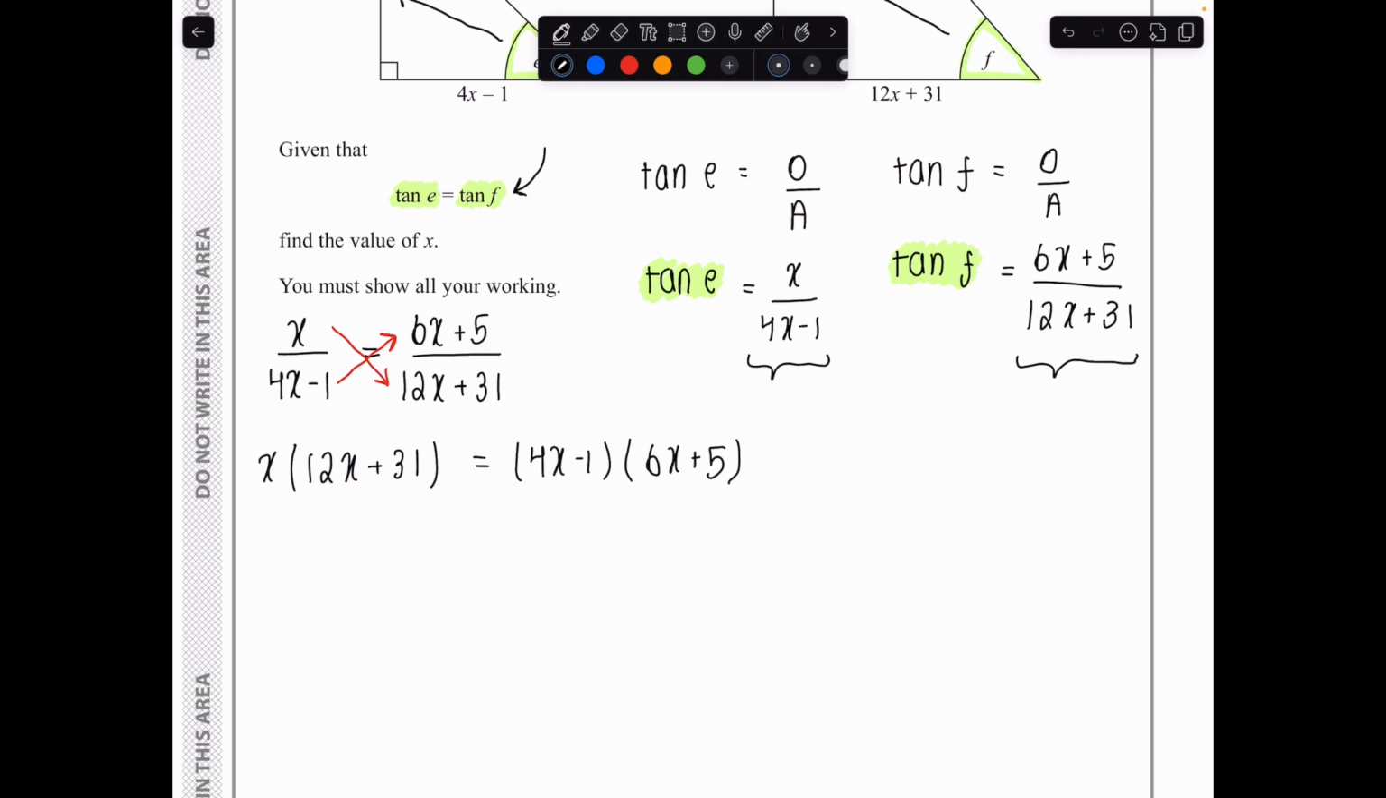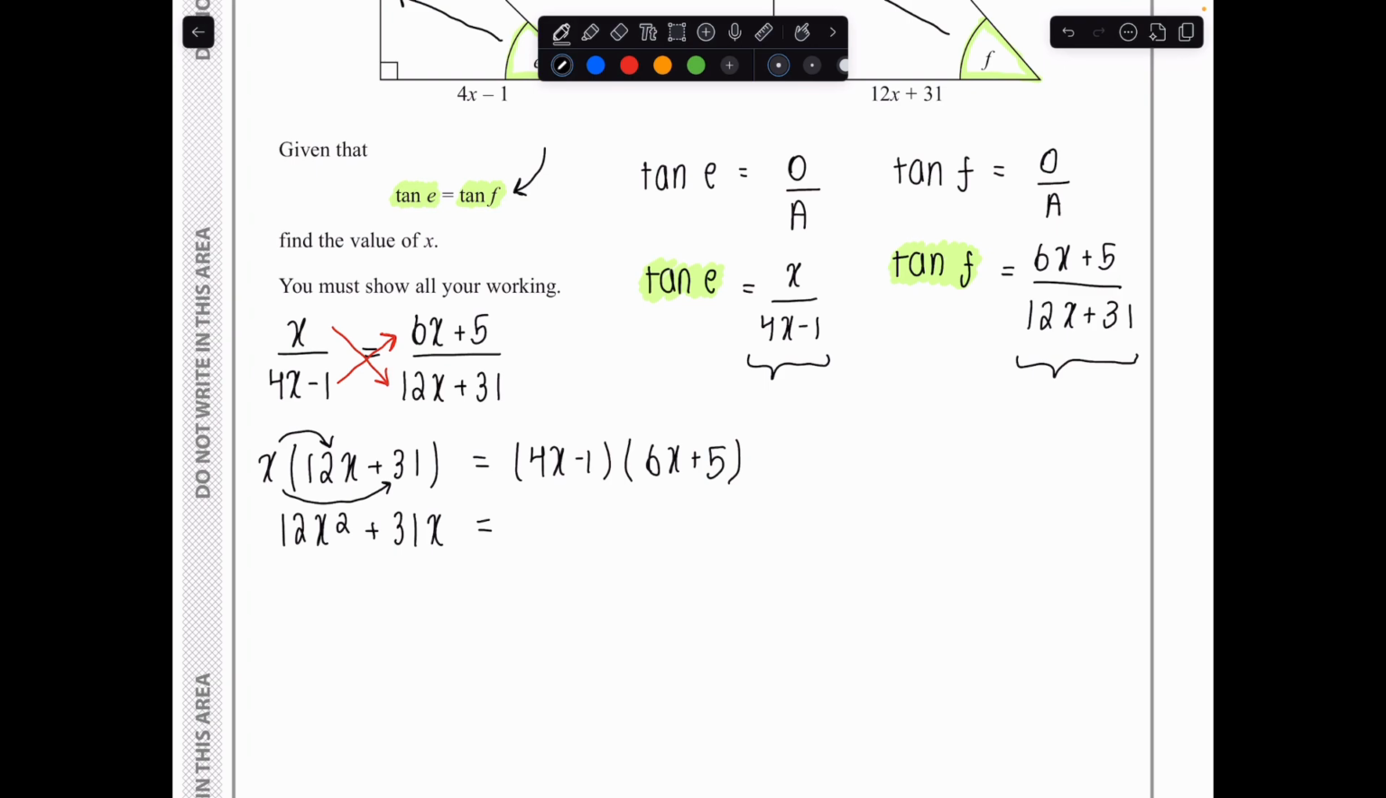So let's look at the left-hand side first. So x times by 12x is equal to 12x squared. Then x times by 31 is equal to plus 31x. So we've done the left-hand side, but now let's look at the right-hand side.